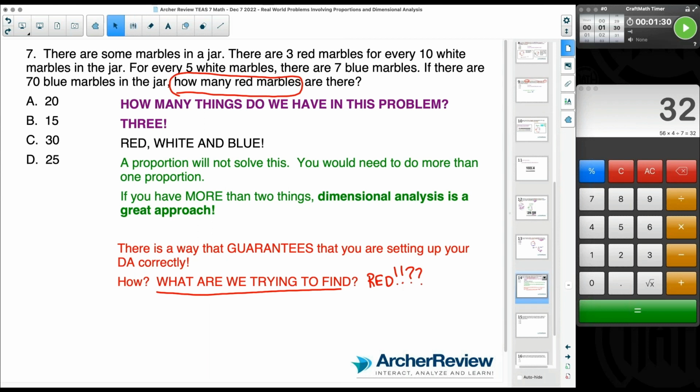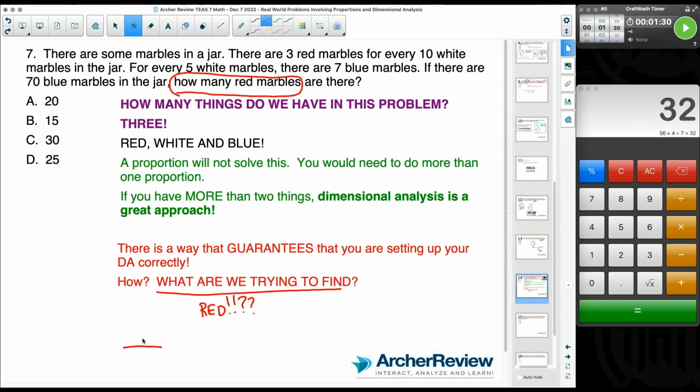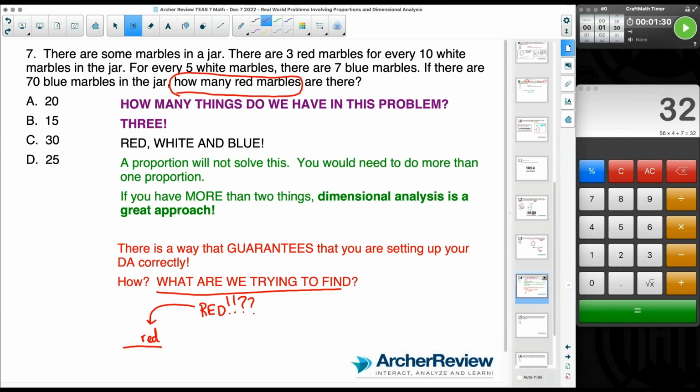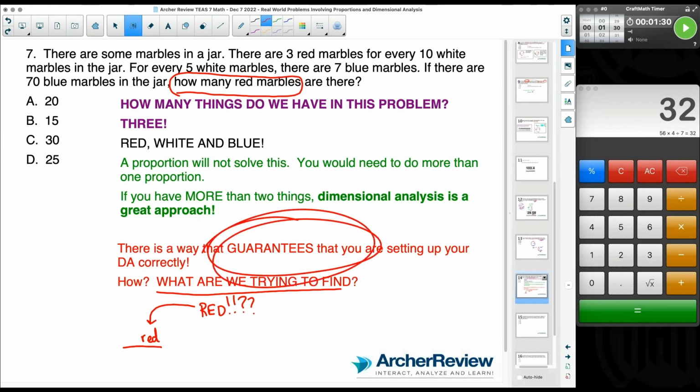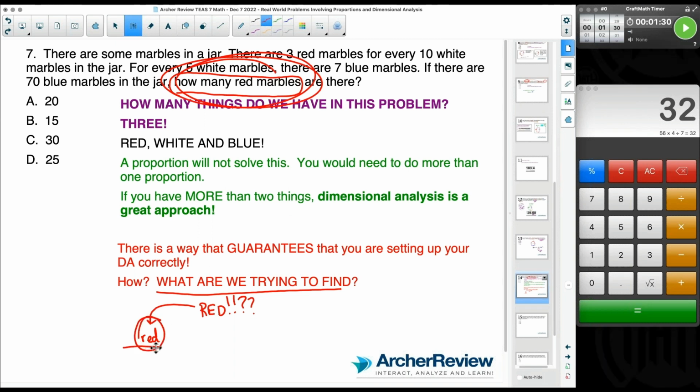So why am I hitting on this? Why am I telling you to focus on what you're trying to find? I'm going to write a fraction down, and I'm going to put the word red at the top. This is how we're going to start off dimensional analysis. This is how I can guarantee that you are setting it up correctly. Ask yourself, what are we trying to find? The question's asking for red, so start off with that word. Now, words are important. Start off with that word at the top of your first fraction.